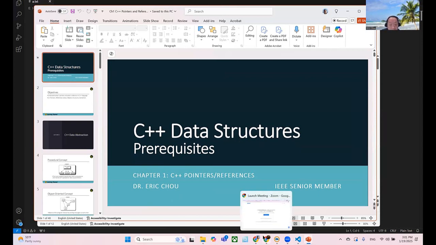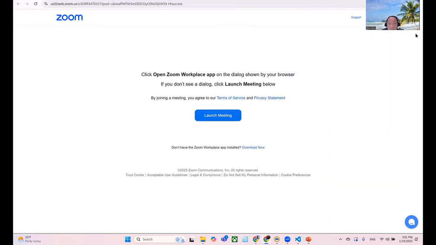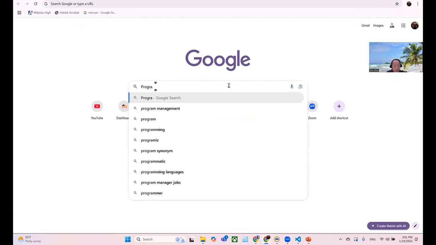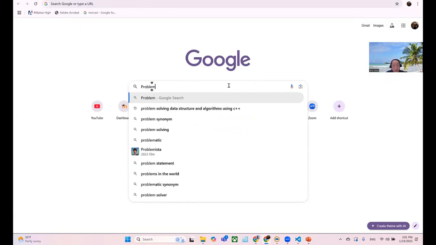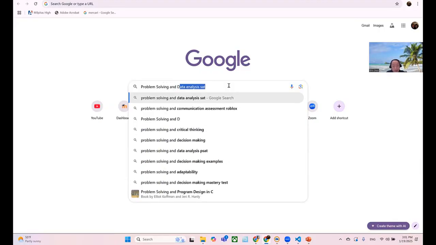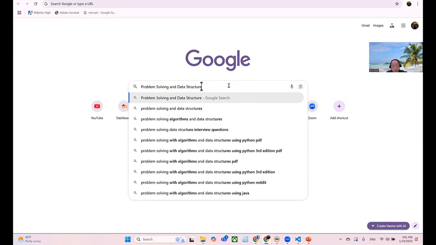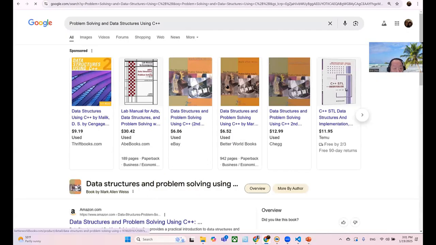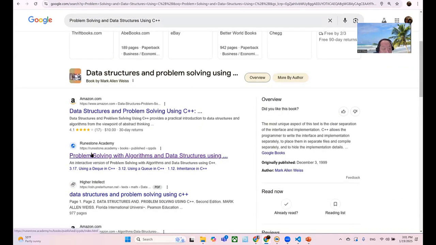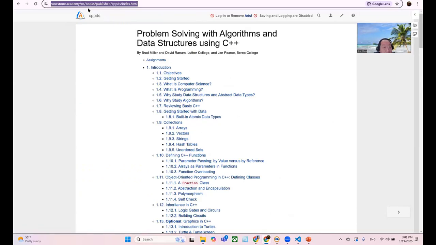First, I would like to talk about the textbook, okay? The textbook is Problem Solving and Data Structures using C++. We are looking at this Longstone version. Actually, it's free and it's online, so we can share, okay?